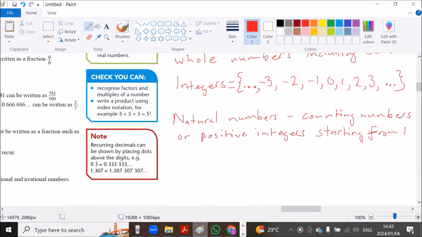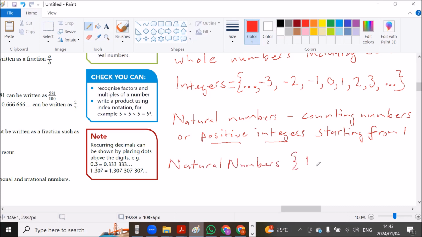That's why we say they are counting numbers, and they are positive integers starting from 1. So 0 is not included. So we can say natural numbers, we are starting from 1, 2, 3, and then put our 3 dots to say on and on and on. Remember, the starting point is 1, and they are positive integers, which means they are positive whole numbers, 1, 2, 3, 4, 5, 6, 7, and so forth.